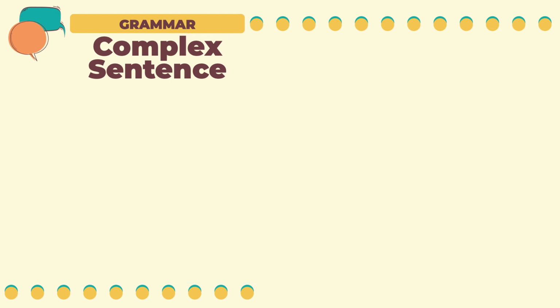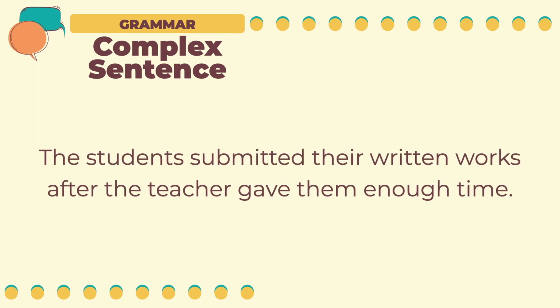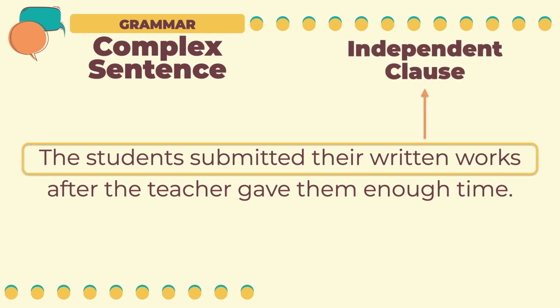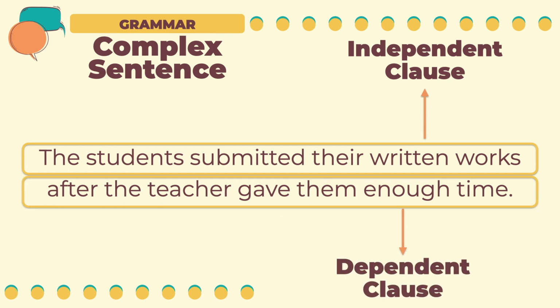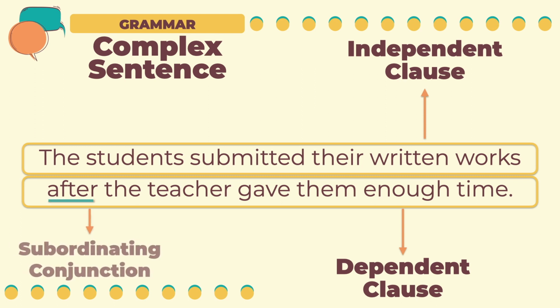Here is an example of a complex sentence. The students submitted their written works after the teacher gave them enough time. Remember that a complex sentence has one or more dependent clauses and one independent clause. The independent clause in this sentence is the students submitted their written works, while the dependent clause is after the teacher gave them enough time. The dependent clause starts with the subordinating conjunction after.